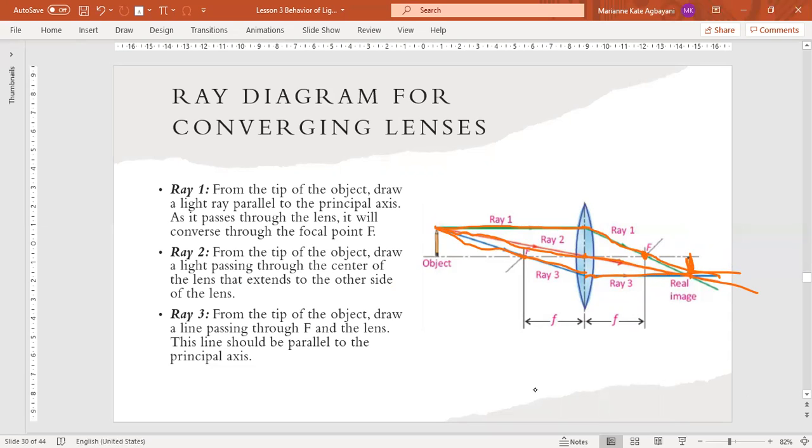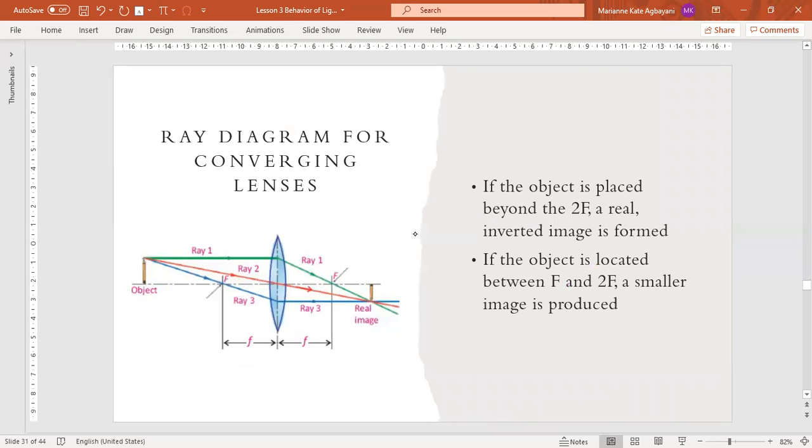That is our ray diagramming. Now, for the ray diagram for converging lenses, if the object is placed beyond the 2f, when you say 2f, this is our 1f, this is 1f, so we multiply our f. 2f is equal to f times 2, or f plus f. So you just multiply the distance. For example, if f is 10 centimeters, then this 2f is 20, somewhere at 20 cm. So that's how it is.